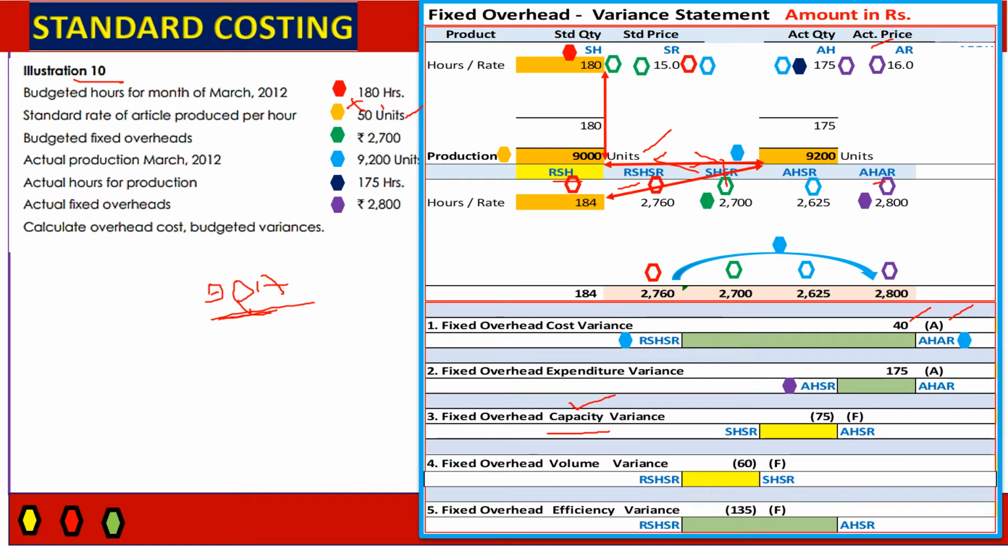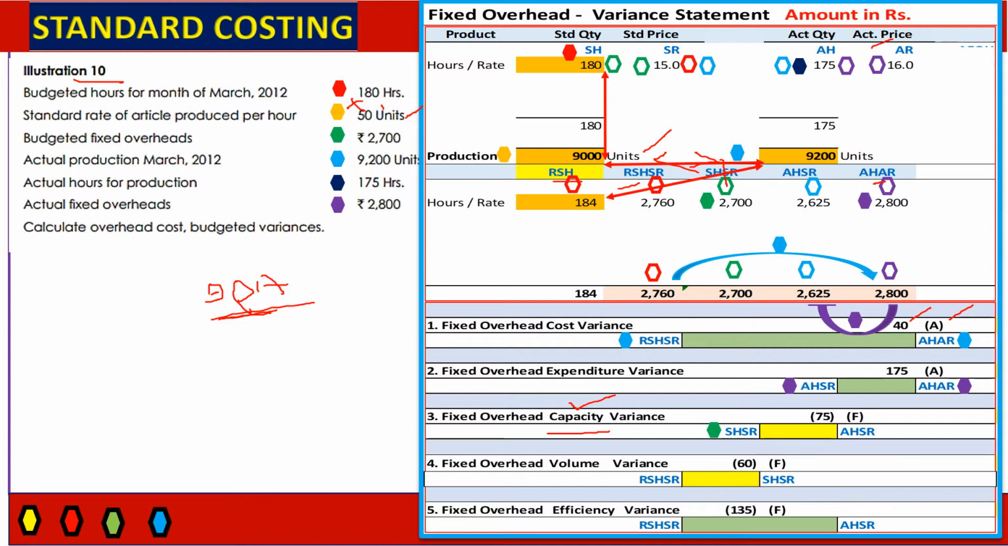Second, we have got expenditure variance. We go once again to the left. AHAR minus AHSR is the overhead expenditure. 2,800 minus 2,625, it is 175. It is positive expense, therefore it is adverse.